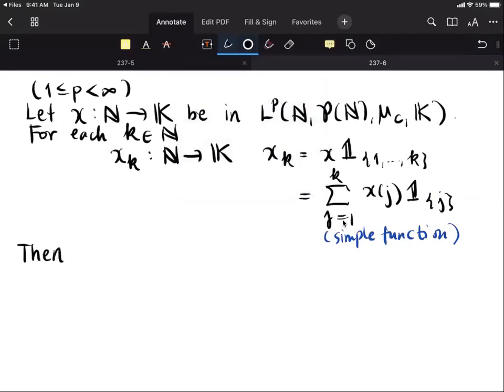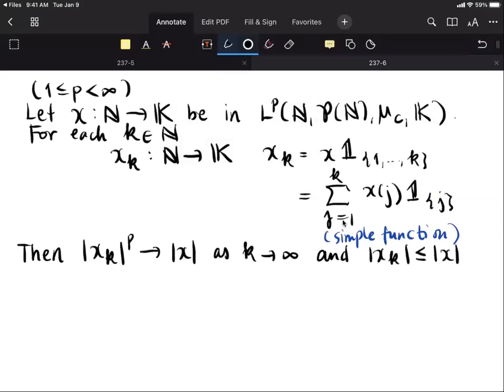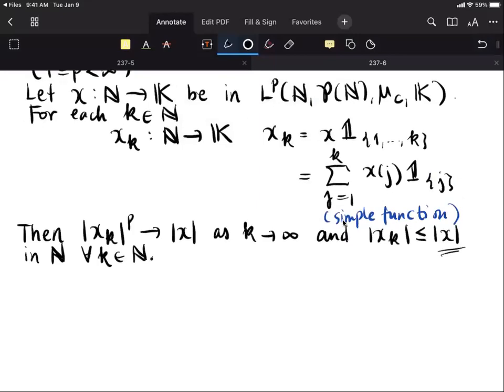Then you could easily see that you have this convergence as k goes to infinity, pointwise, and you have this bound in n for every k in n. So you have pointwise convergence, and this one is integrable, or I should say the power is integrable.